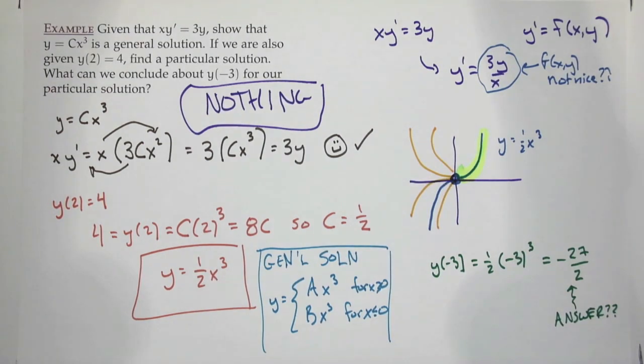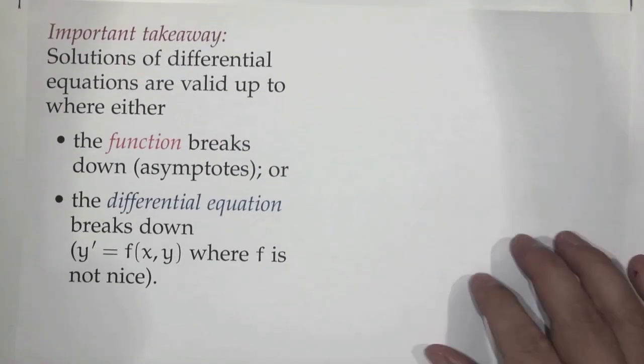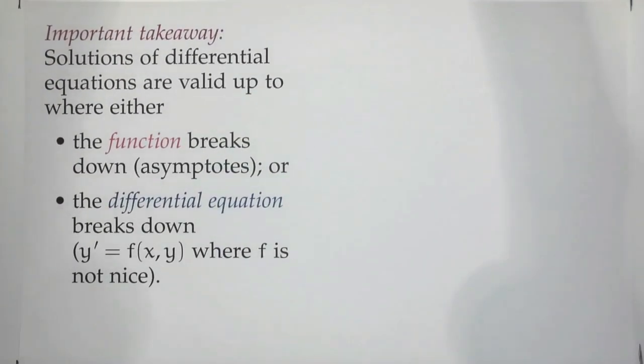All right. Now, after I've shaken you a little bit, the punchline. The important takeaway. So, solutions of differential equations are valid. And I want to say the differential equations we're going to work with are going to be fine. The only things we have to worry about is either the function breaks down, look for asymptotes, or the differential equation breaks down. That's where y prime equals f of x,y, and the function f is not nice. As long as those things aren't happening, which is going to be essentially all the time, we're fine.